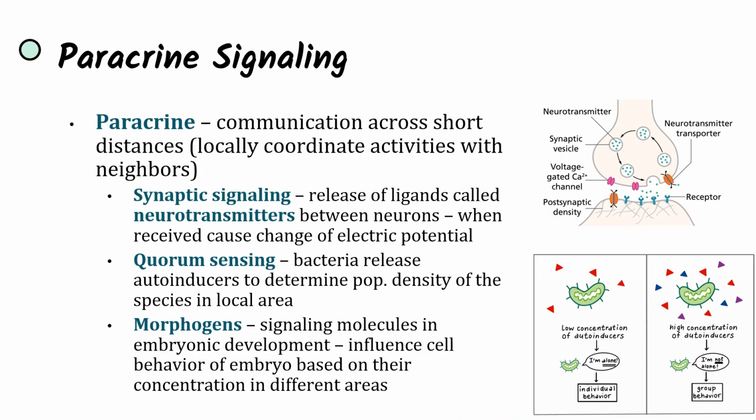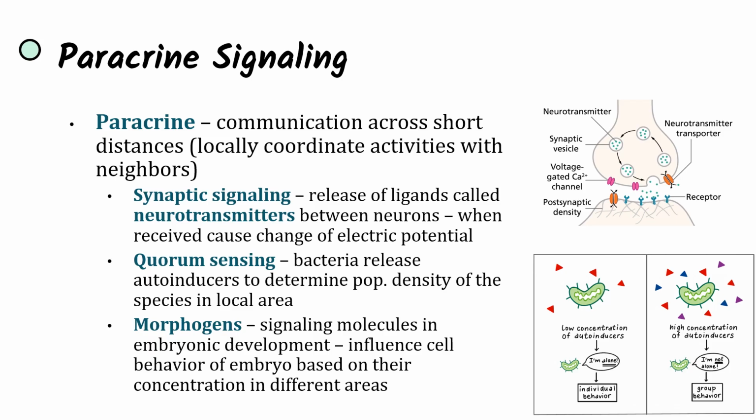Number 3 on the list is paracrine signaling, and this is going to be a communication across a short distance. So the cells aren't touching, but it's going to be a local coordination of activity with neighboring organisms or cells. So one example of this is going to be synaptic signaling, essentially between nerve cells or neurons. And between neurons, there's going to be a release of a ligand known as a neurotransmitter. And when it's received, it can cause a change of the electric potential.